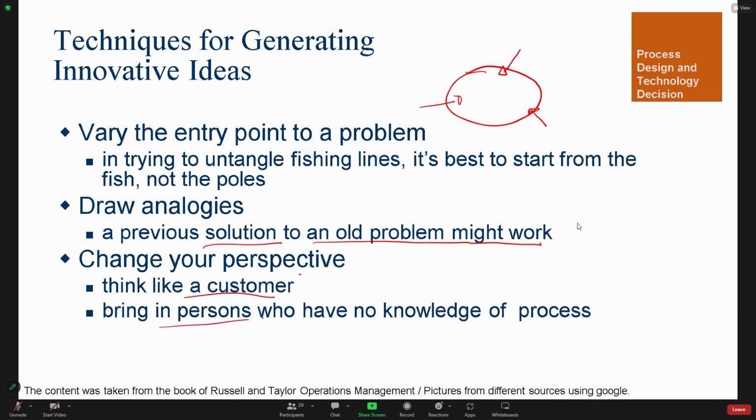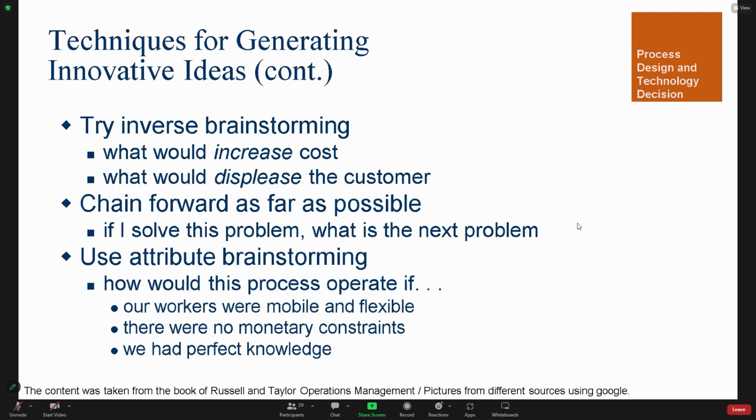Okay, then bring in persons who have no knowledge of the process para at least hindi siya bias. Okay? Now, try inverse brainstorming. What would increase the cost and what would this with regards to your product and services?